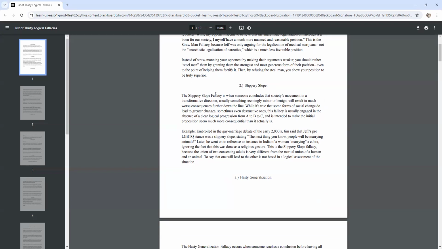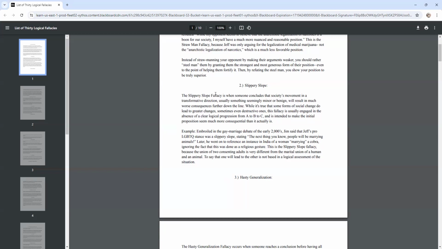All right, here's the example. Embroiled in the gay marriage debate of the early 2000s, Jim said that Jeff's pro-LGBTQ stance was a slippery slope, stating the next thing you know, people will be marrying animals. Later, he went on to reference an instance in India of a woman marrying a cobra, ignoring the fact that this was done as a religious gesture.